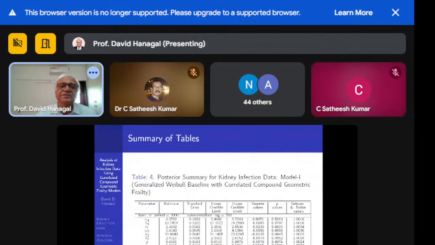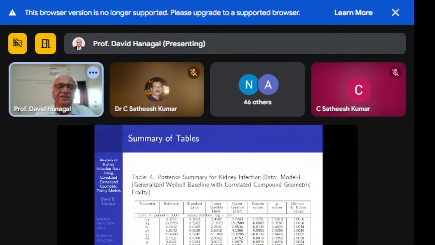Parameters, estimates, standard error, lower. What we see here is that beta 2 is significant. The lower and upper credible limits are both negative; 0 is not included. And here also beta 5, this is the disease type PKD. Here also both lower and upper are negative, and 0 is not in. That means this beta 2 and beta 5 are significant.